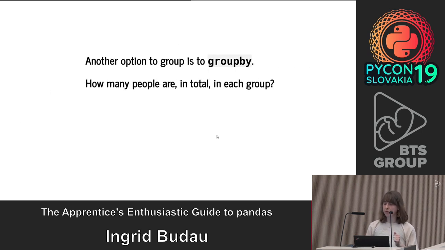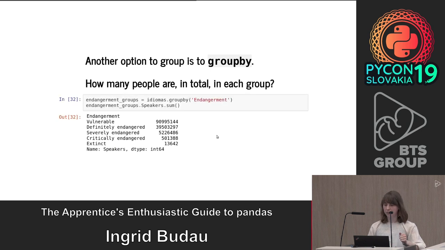Another option is to group by. How many people are in total in each group? How do we do this? We use the method groupby. By what do we want to group by? By endangerment. And what do we want to group by endangerment? The speakers. Speakers.sum in this case, because we want to know how many of them are in total. Okay, most people are in the vulnerable category.